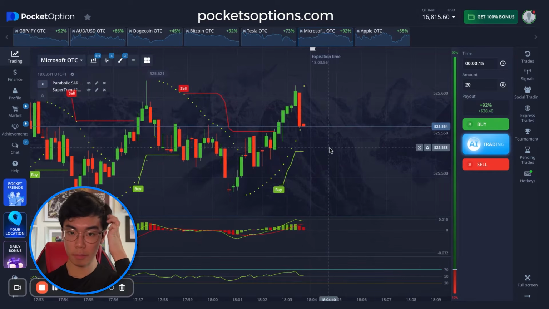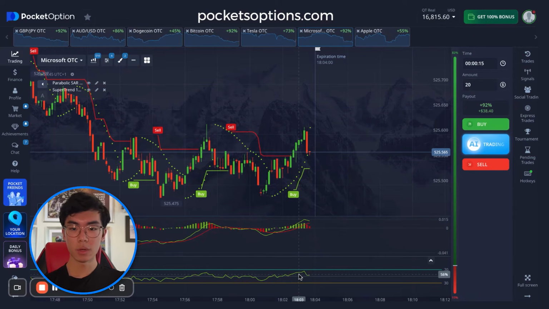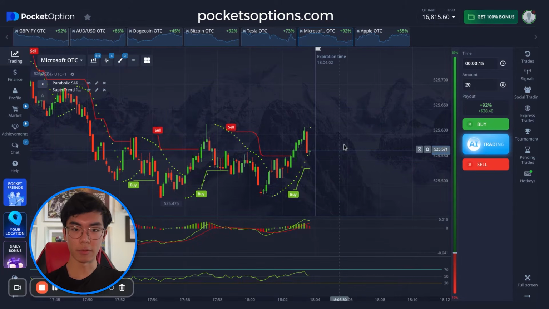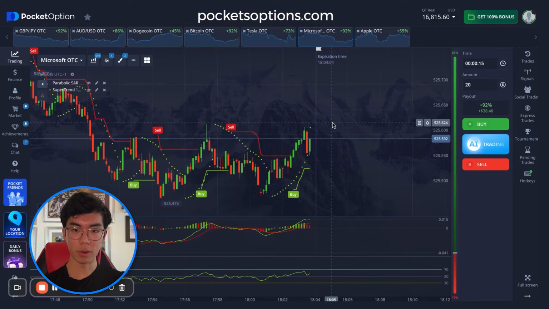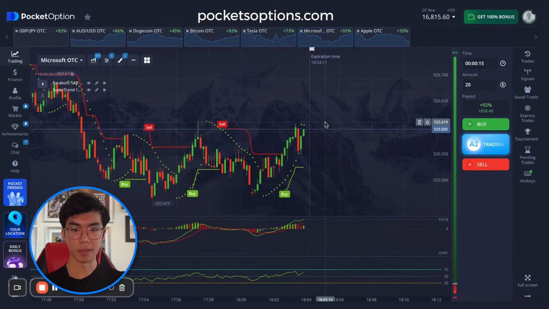All right. Now, this one did approach this pretty high level right here. This is a resistance level right here, I would say. So, I would actually bet on it going downwards, probably. Unless it's a breakout opportunity, we'll see.